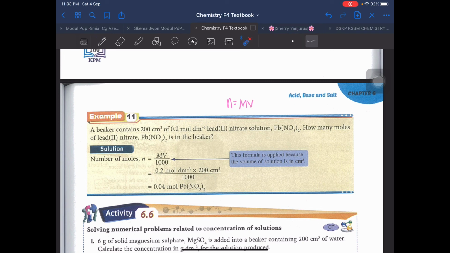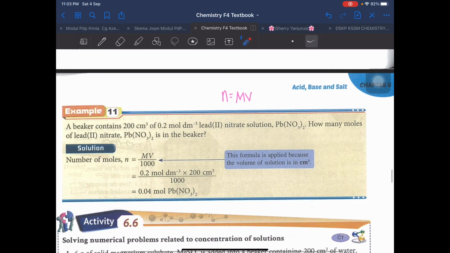Okay, ingat balik M molarity is this one, 0.2 mole per cubic decimeter. V besar is this one, but that V volume cannot stay as cubic centimeter. Okay, you need to apply this formula. You need to bahagi 1000. You know why? Because you want to convert it into cubic decimeter. Because dia bagi centimeter bah. So you need to apply this formula, bahagi 1000. Then you will have the number of moles.